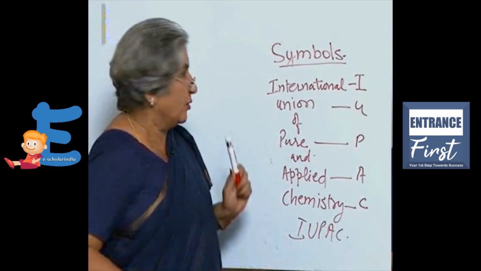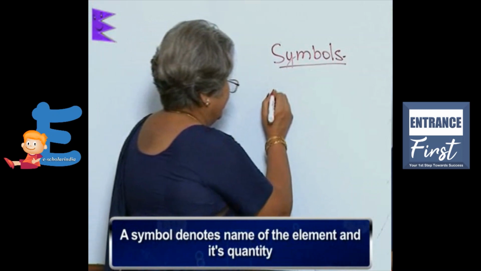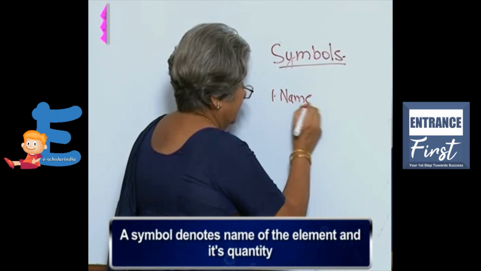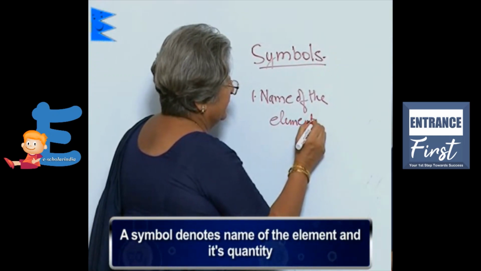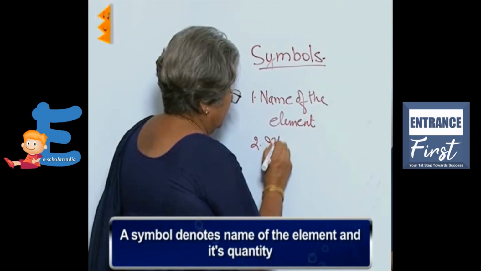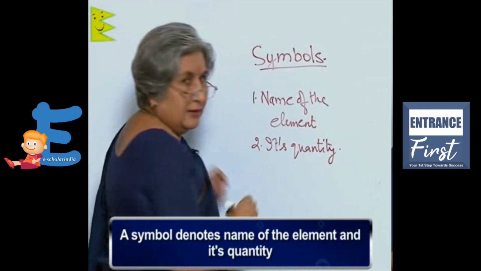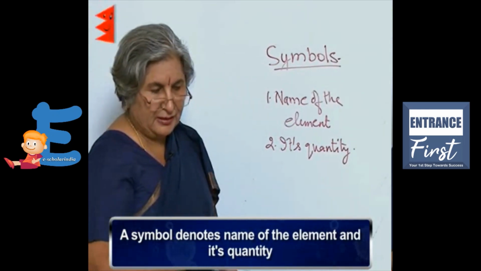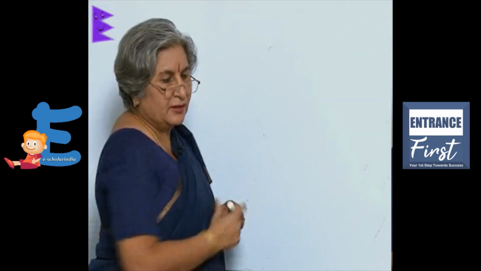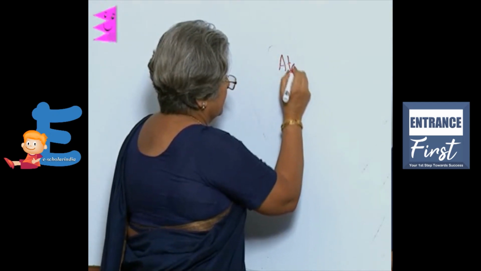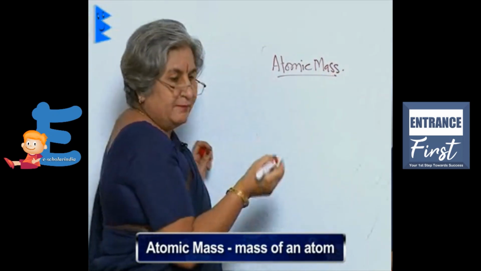Now, what does a symbol denote? A symbol denotes the name of the element, and its quantity. That means how many atoms are there. After this, we come to atomic mass. What is atomic mass? Atomic mass is the mass of an atom. Simple.